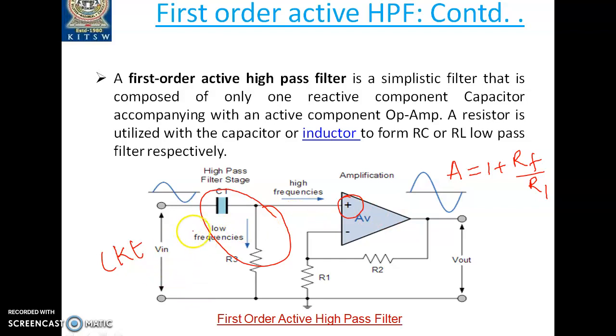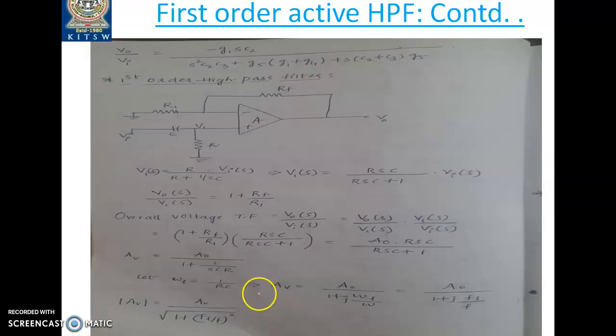So let's recall the concept of the low pass filter. In the low pass filter, the first component is the resistor and the second component is the capacitor. But here we have interchanged the passive components. That is, the first, input component is the capacitor, and the output component is the resistor. That is the only change, and the remaining everything is the same. Alright, so this is the first order active high pass filter we have analyzed.